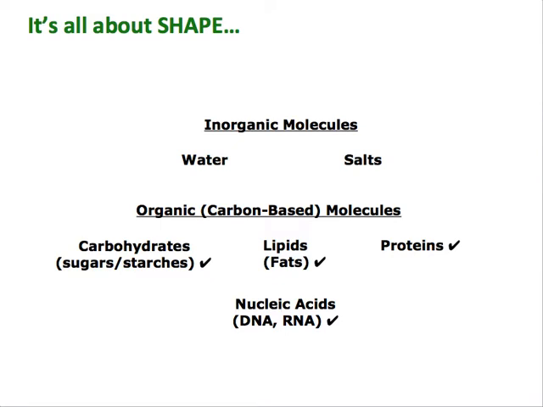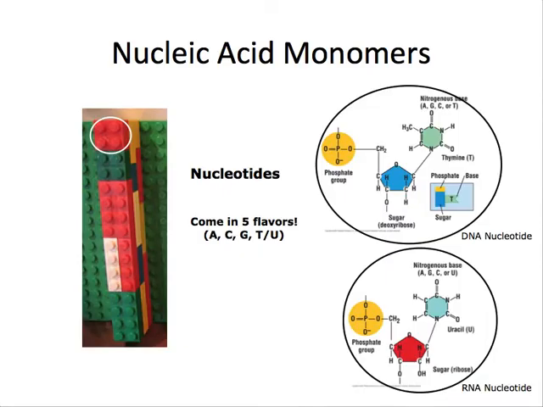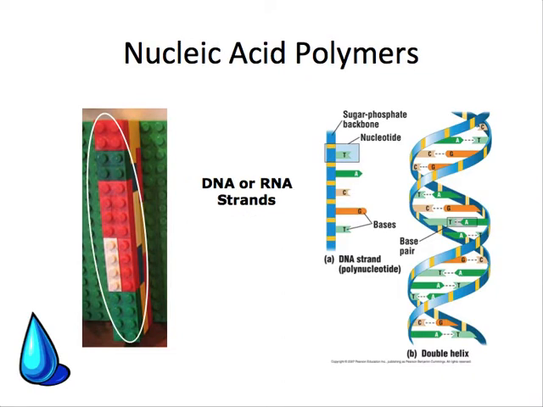And our last organic molecule is nucleic acids. The monomer for a nucleic acid is a nucleotide. And the nucleotides come in 5 flavors, A, C, G, and T/U. And we say T/U because DNA has T, or thymine, and RNA has U, or uracil. When we combine the nucleotides together, we get the actual DNA or RNA strand. That is to say, DNA and RNA molecules are nucleic acid polymers, and they are all soluble in water.